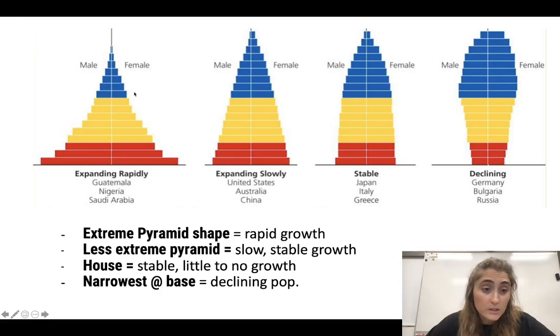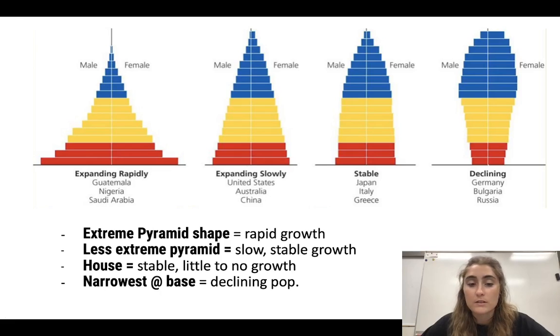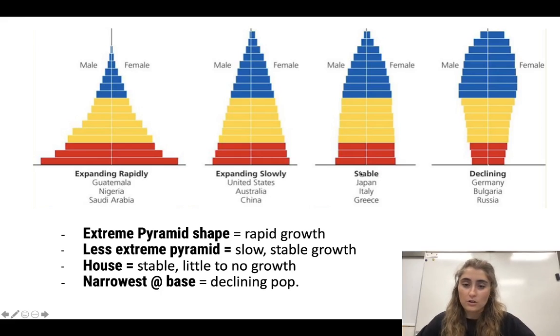You have the really extreme pyramid shape, that should tell you rapid growth is happening. If you have the less extreme pyramid shape, but still a bigger base, that's going to be slow or stable growth. This is kind of what we're seeing in the US. If we have the house shape, this is stable population growth. The population sizes aren't changing at all. And then we have a declining population if the base of the pyramid is smaller than the top, an upside down pyramid, if you will.